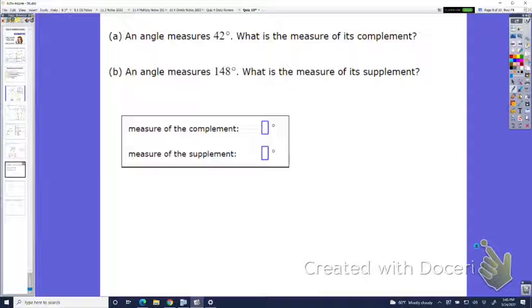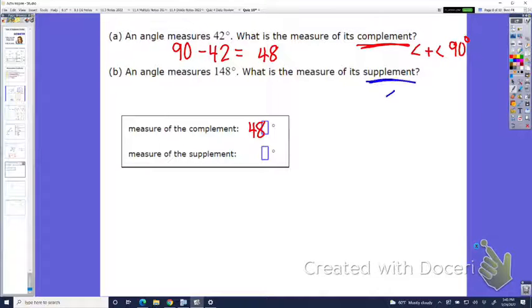All right, an angle measures 42 degrees. What's the complement? So complement means 2 angles that add up to 90 degrees. So to find the complement, we're going to take 90 minus 42, and we end up getting 48 degrees, so that's the complement. Supplement means 2 angles that add up to 180 degrees. So we're going to take 180 and subtract 148, which ends up being 32 degrees. So complement is 90, supplement is 180.